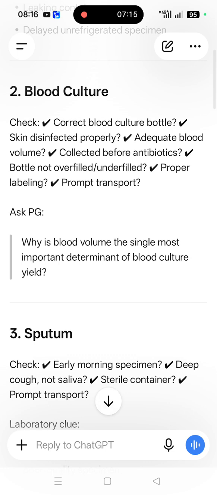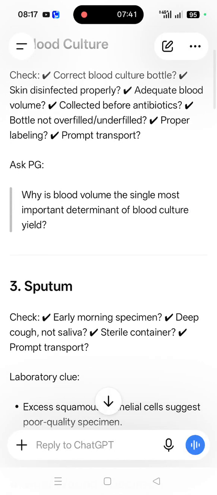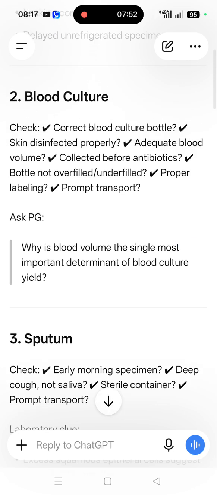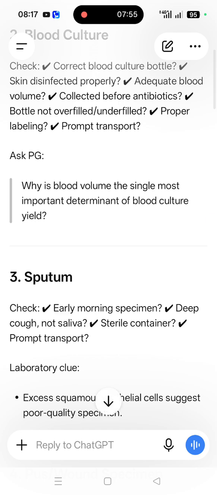Then blood culture. In case of blood culture, the first things you should check are the correct blood culture bottle, whether the skin was disinfected properly or not, adequate blood volume, and whether it was collected before antibiotics or not. Then bottles shouldn't be overfilled or underfilled. Proper labeling should be there. Prompt transport should be there. So why is volume the single most important determinant of blood culture yield? This is important, and your PGs should know about it. Yes, I think it is an important question. Many other things can be asked, but this can be asked.